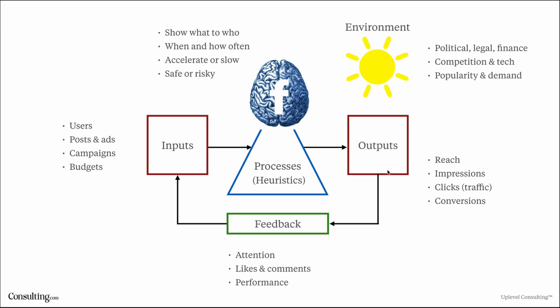And then we have outputs. This is the result of the inputs coming in with the processes applied to them. The outputs are the results, the things that we get, like reach: how much of our audience do we reach? Impressions: how many people do we serve impressions to? Then clicks: how many clicks do we get to our landing page or our funnel, which is also traffic. And conversions: how many people actually buy or register or whatever.